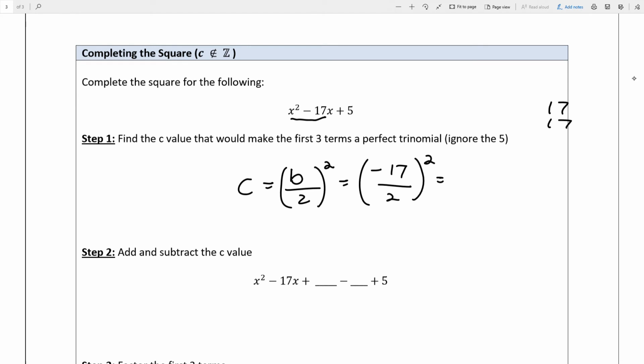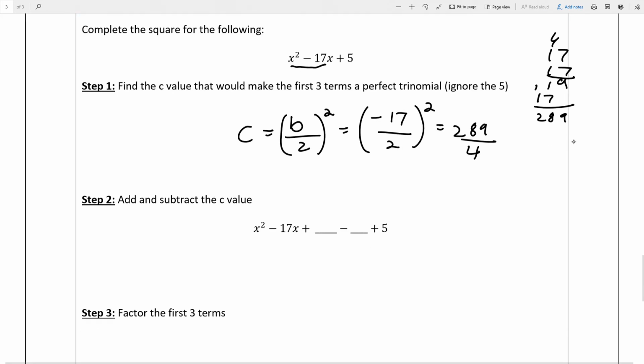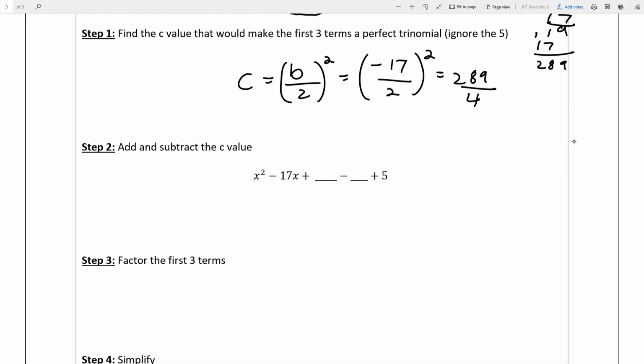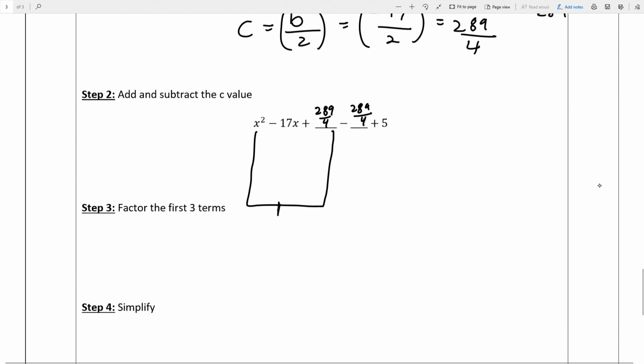This would be, let's take a look, 289 over 4. Okay, so we got our c value, and we need to add and subtract it so that we don't change the equation at all. Okay, this still makes it the same equation as the given expression. And then we want to factor the first three terms.